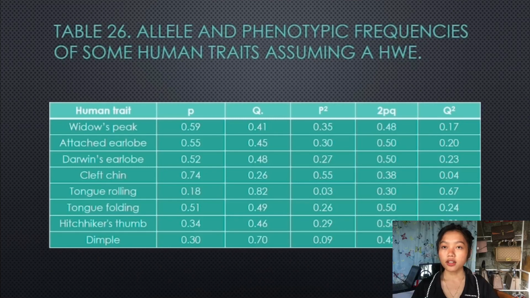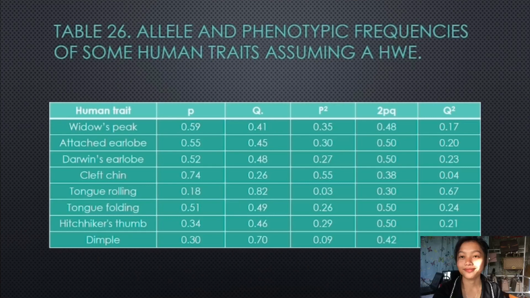For the value of P, we just need to do the same process as getting the value of Q. For example, the formula of P is P equals P squared plus 1/2 times 2PQ, and the genetic frequency will always equal 1.